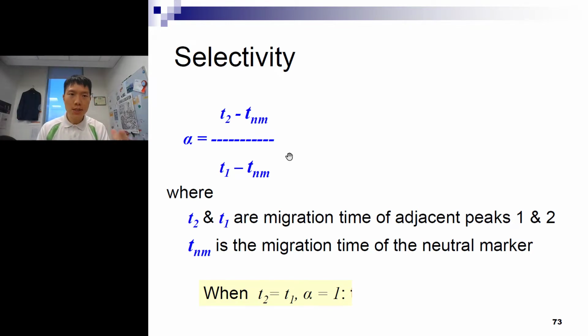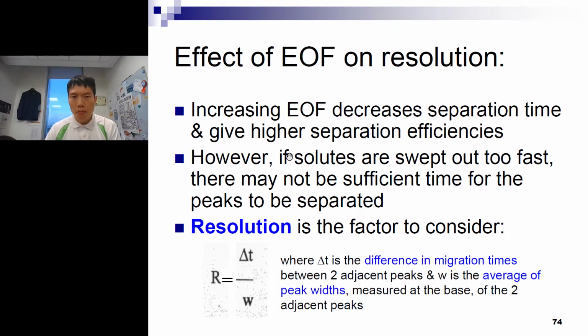So what effects does the electroosmotic flow have on the resolution? When we raise the EOF, it will decrease separation time and also give rise to a higher separation frequency. But the thing is, right, if we have a lower migration time, if all the solutes, right, they come up very fast, there's a chance that there's certain overlap. Okay, maybe not the tip of the signal, but the bottom part overlaps. So it's not so good because we can't resolve and see between the two peaks whether there's another peak in the middle. Therefore, we always apply the rule of the resolution as a factor to consider.